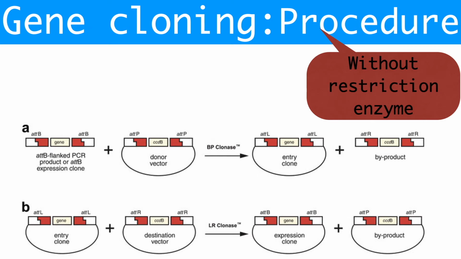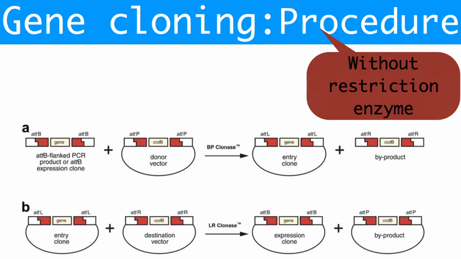BP reaction uses BP clonase and LR reaction uses LR clonase as an enzyme. During the BP reaction, the desired fragment of DNA that encodes a specific gene that we want to clone, we use attB primers and do several cycles of PCR, then we get an attB-flanked PCR product of our specific gene of interest.